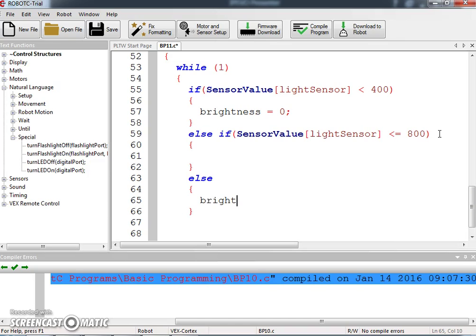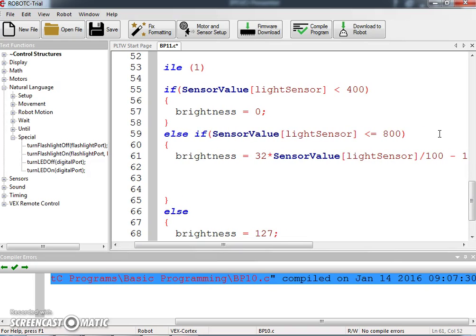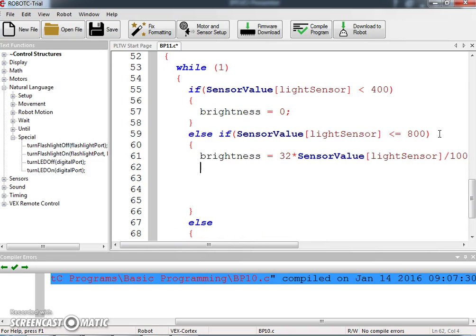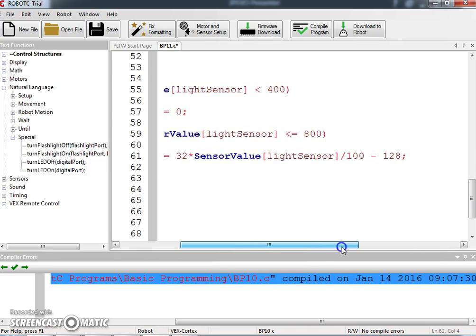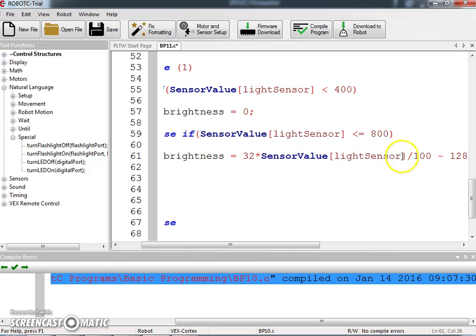This one's pretty straightforward. This one's going to be brightness equals 127. So this is where we're putting in our equation. So here we're going to say brightness equals, and now we just type in what we said. So we have 32 times sensor value of light sensor divided by 100 minus 128. And it pretty much just goes straight across on this. So it's going to do 32 times this, divide by 100, and then subtract 128.